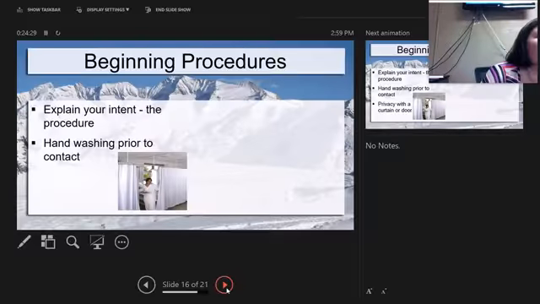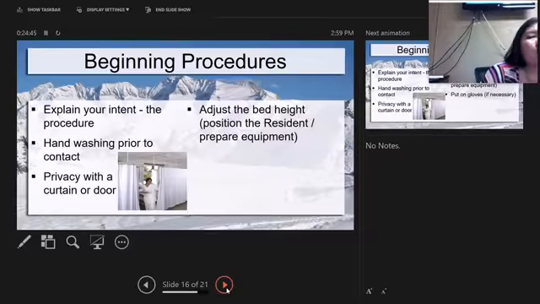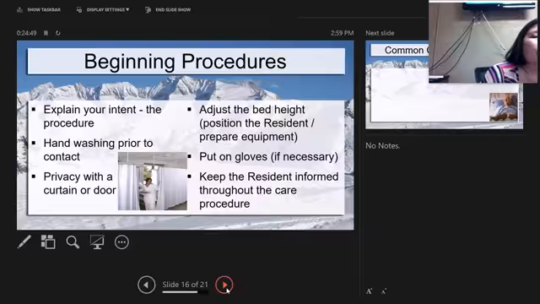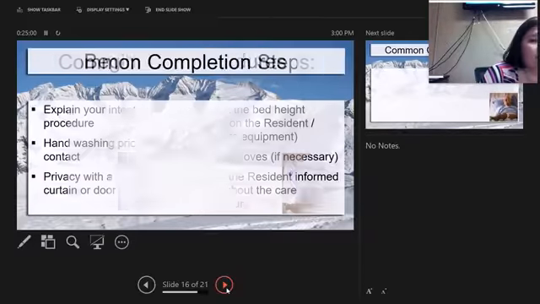Explain the intent of your procedure. Make sure you wash your hands before you actually touch the patient. Put on your PPE, or your personal protective equipment, if you're going to be doing anything that involves blood or bodily fluids or water. Use your privacy curtains, privacy doors, adjusting the height of your bed, positioning the equipment, putting on your gloves, keeping the resident informed throughout the procedure. Making them a part of the procedure, letting them do as much as they can do for themselves.